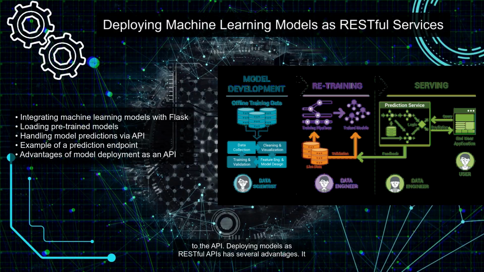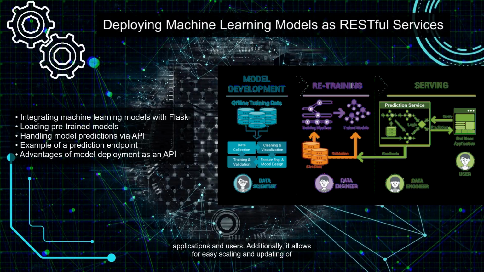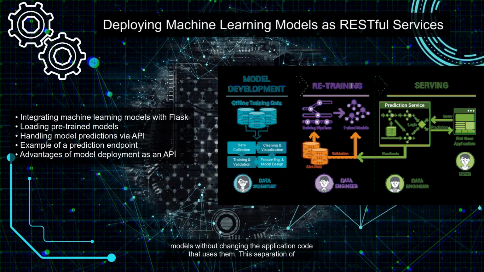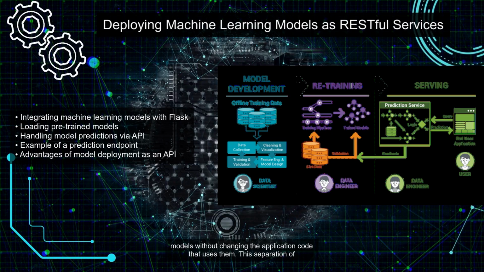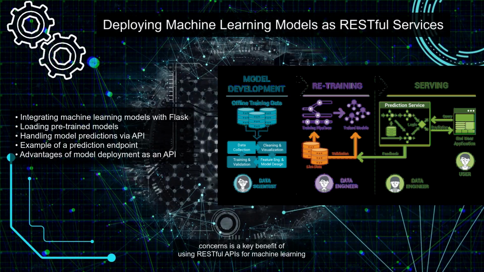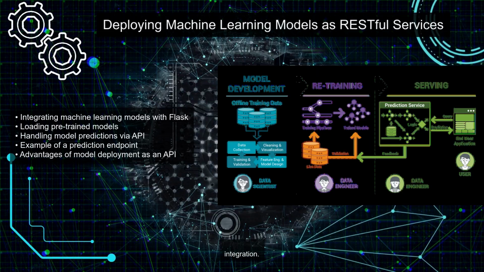Deploying models as RESTful APIs has several advantages. It abstracts the complexity of machine learning models, making them accessible to other applications and users. Additionally, it allows for easy scaling and updating of models without changing the application code that uses them. This separation of concerns is a key benefit of using RESTful APIs for machine learning integration.